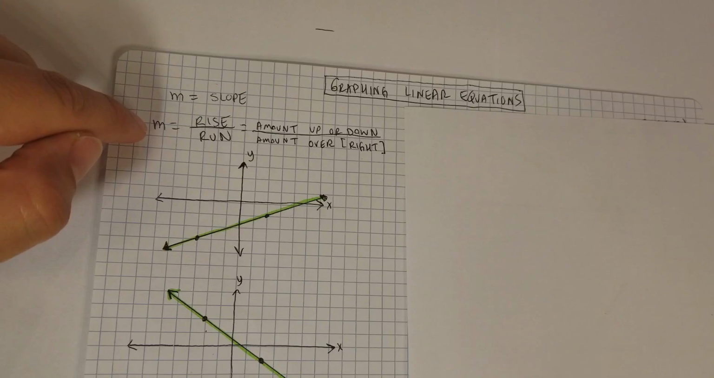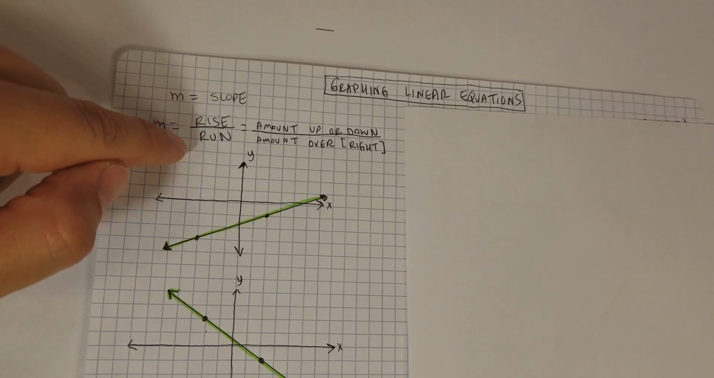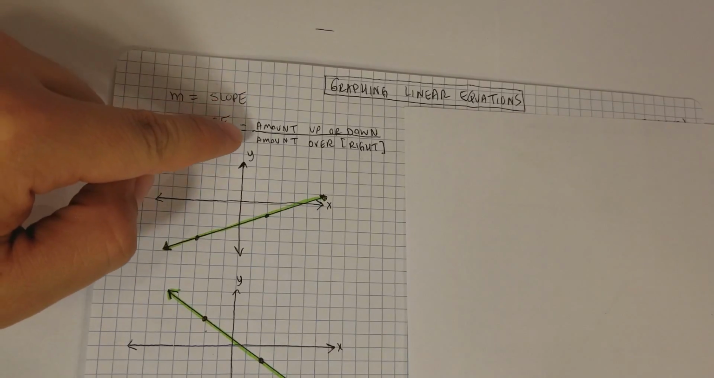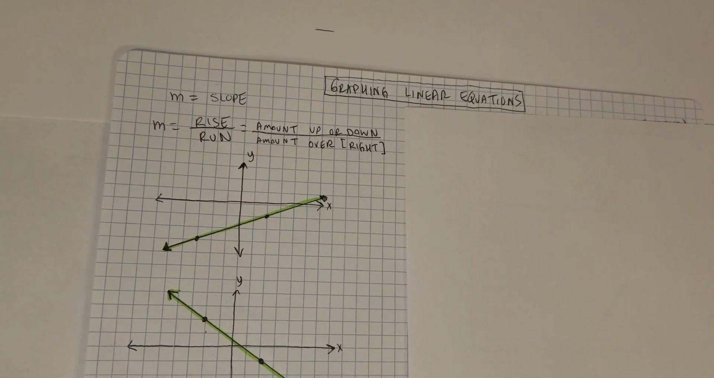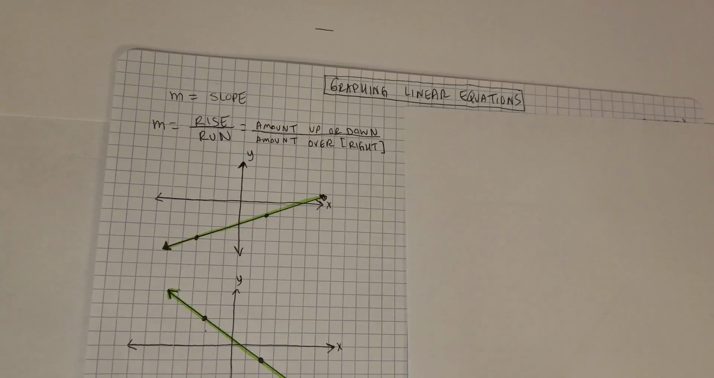And the slope equation is M equals rise divided by run. What does that mean? It basically means the amount you go up or down over the amount that you go over to the right. So the slope is basically the difference between uphill and downhill.